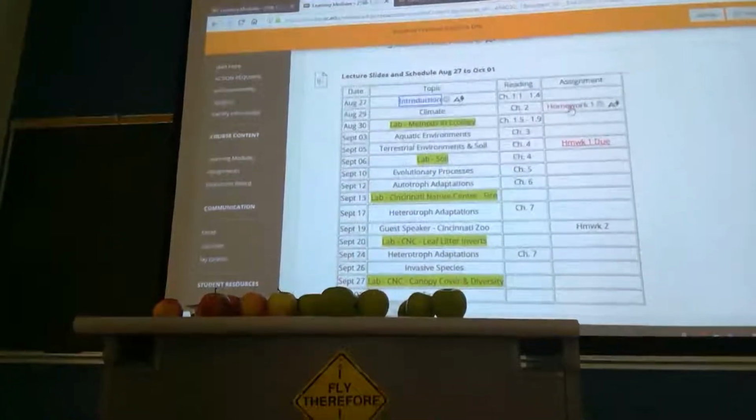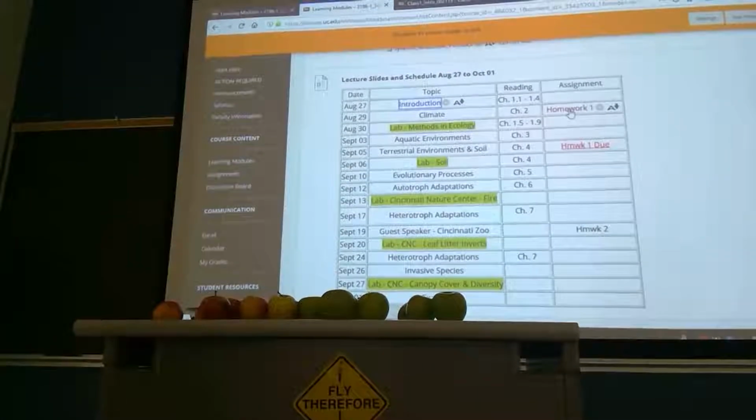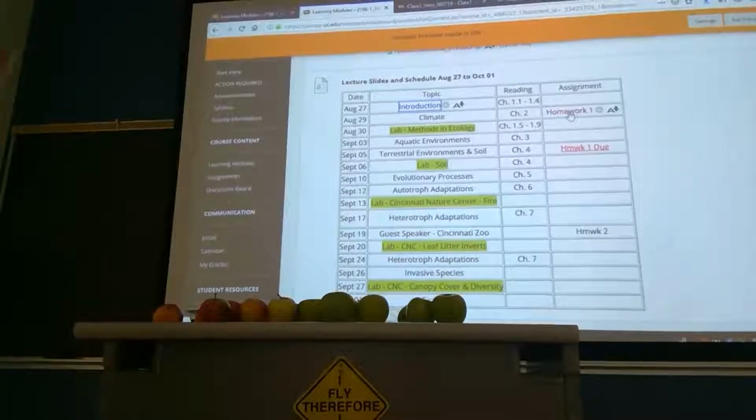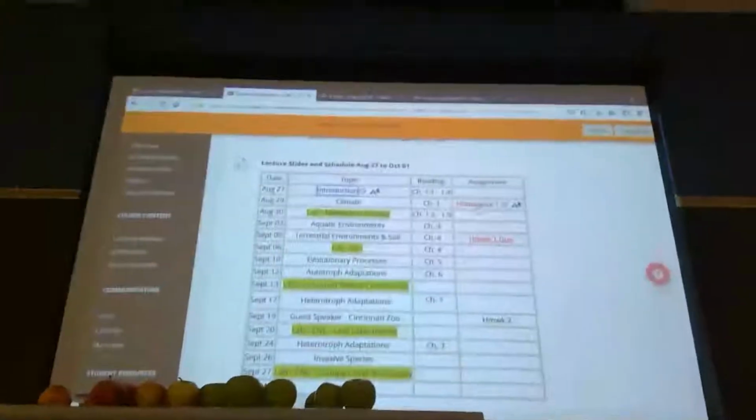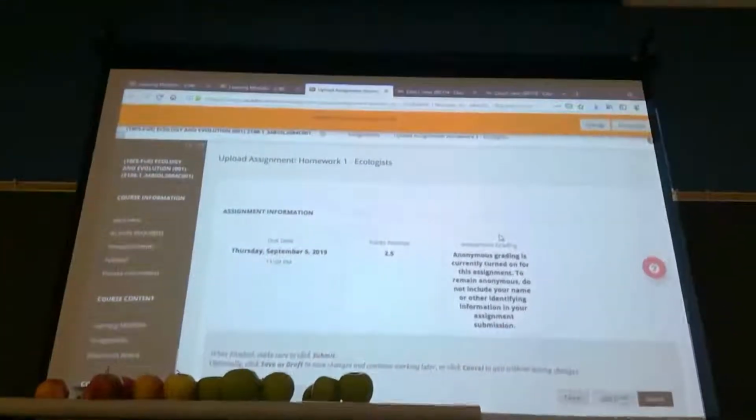Okay. You can turn in a hard copy to me after class next Thursday. You can turn in a copy online. Okay, so if you click on the homework 1 due link, it will take you to the assignments portion of Blackboard where you can upload a file and drop it.